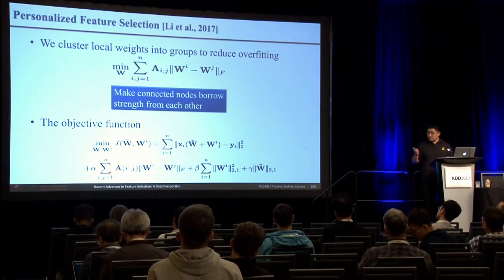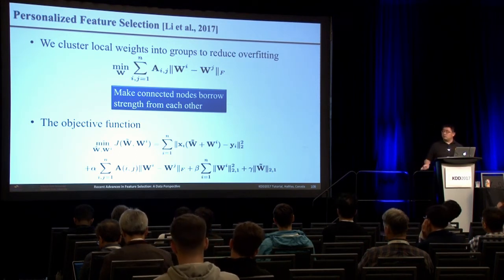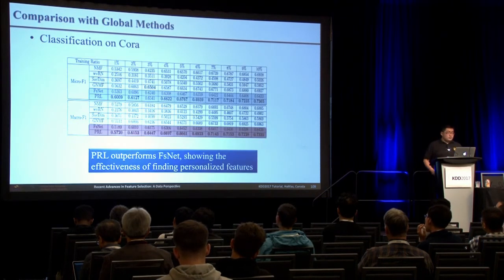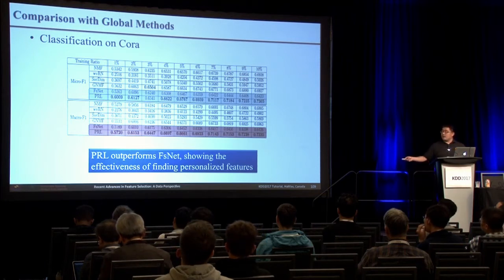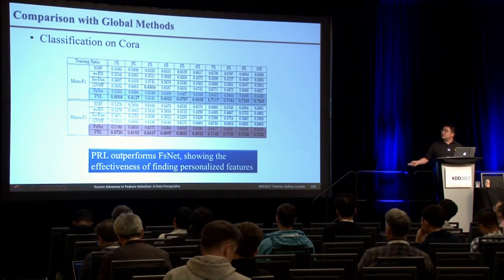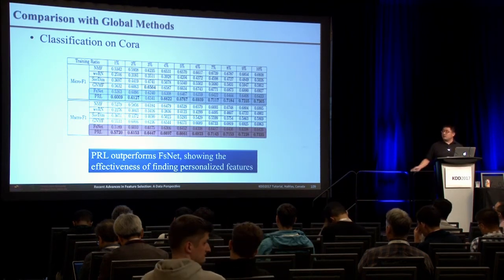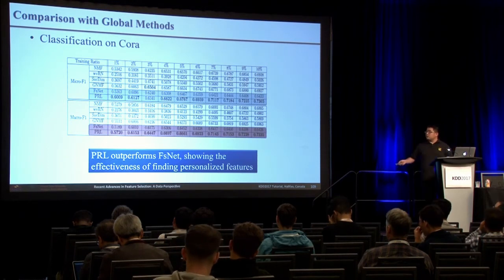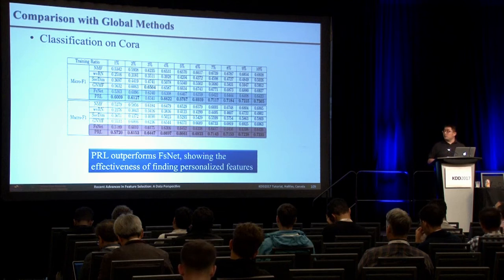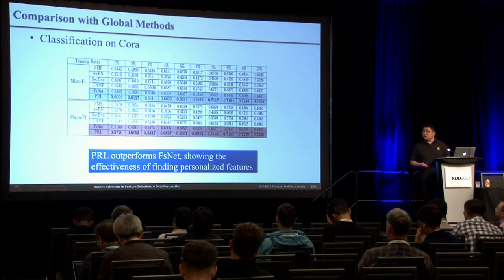Here is the final objective function of the proposed personalized feature selection. We performed some experiments to compare it with a global feature selection method, such as FSNet. We can see that the personalized feature selection method outperforms the global feature selection method in most cases. Therefore, it is indeed very useful to incorporate personalized features in feature selection.